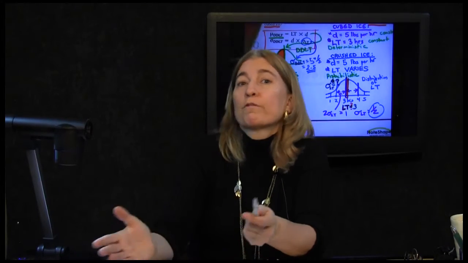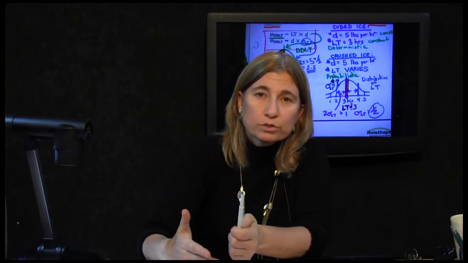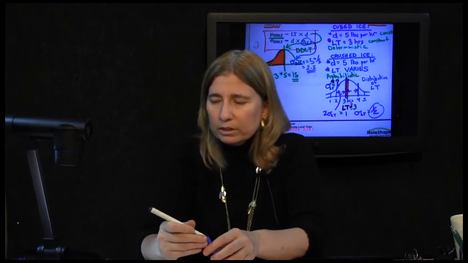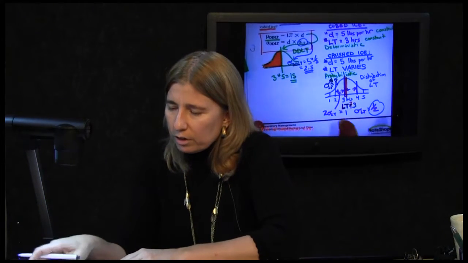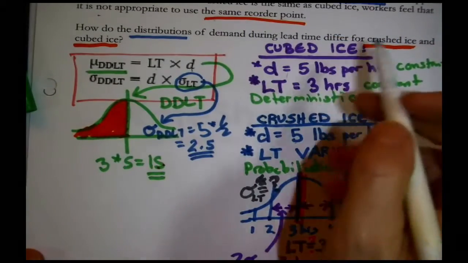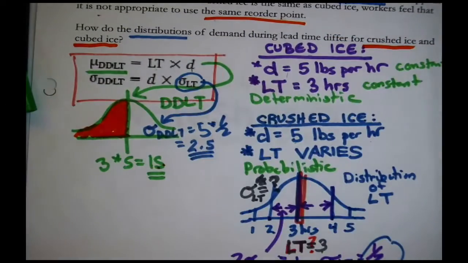Half the time they run out of crushed ice before the fresh batch of crushed ice arrives from the central kitchen. No wonder the workers are commenting that they don't think that this policy is wholly appropriate. Anyway, let's close out this first question because it is asking how the distributions of demand during lead time differ for crushed ice versus cubed ice, and now we have all kinds of data that we can comment on.